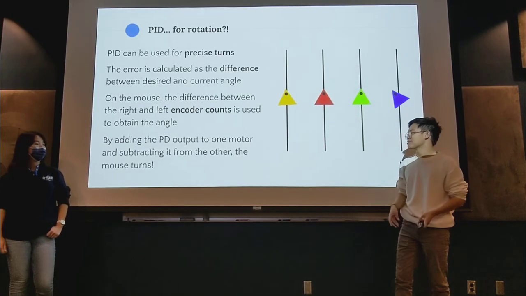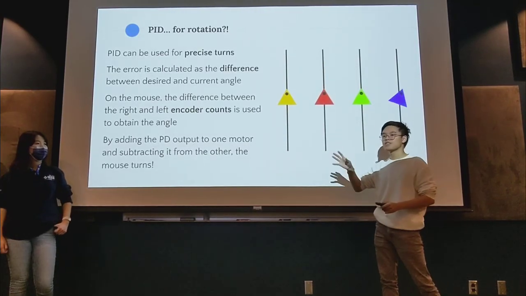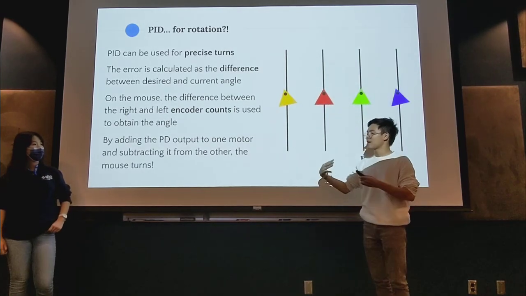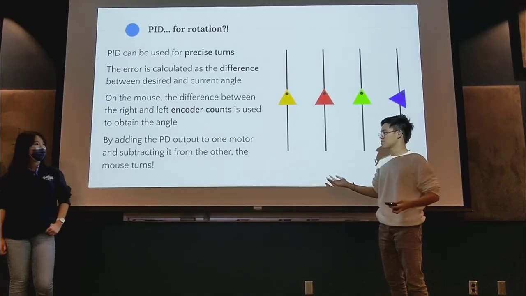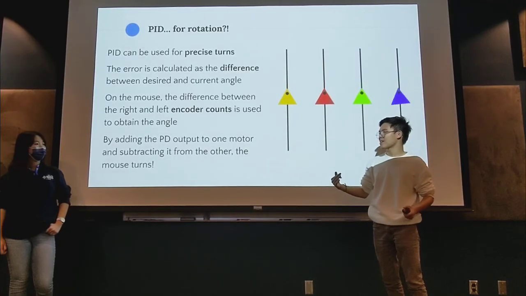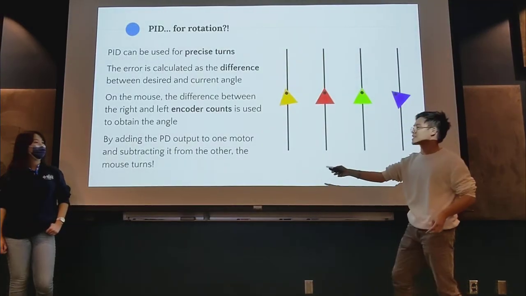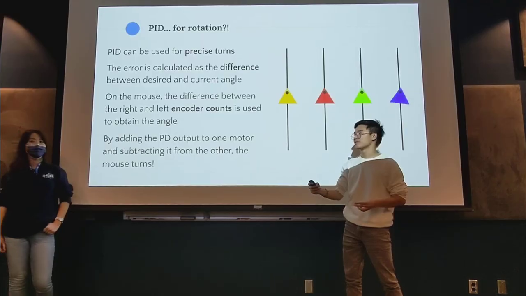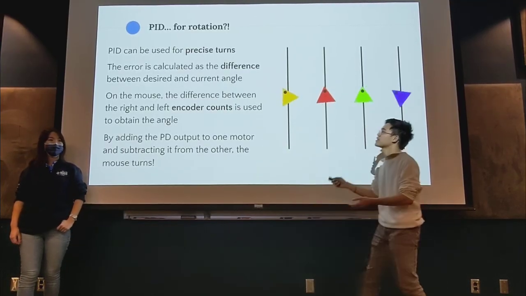So this is how we're actually going to implement it in code. The output of our PD system is going to go positive to one motor and be subtracted from the other to make the mouse turn. Don't worry too much about that right now, you'll see what we mean in the code. That just means the PD controller outputs one control signal, and it makes one motor turn more to the left and one motor turn more to the right.